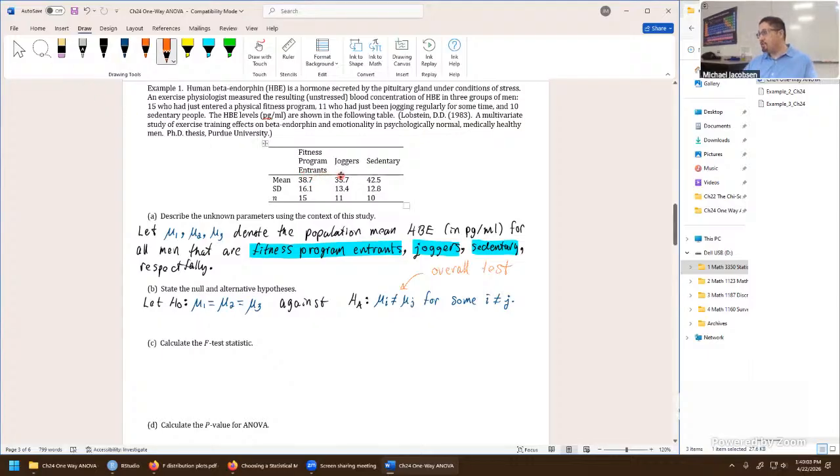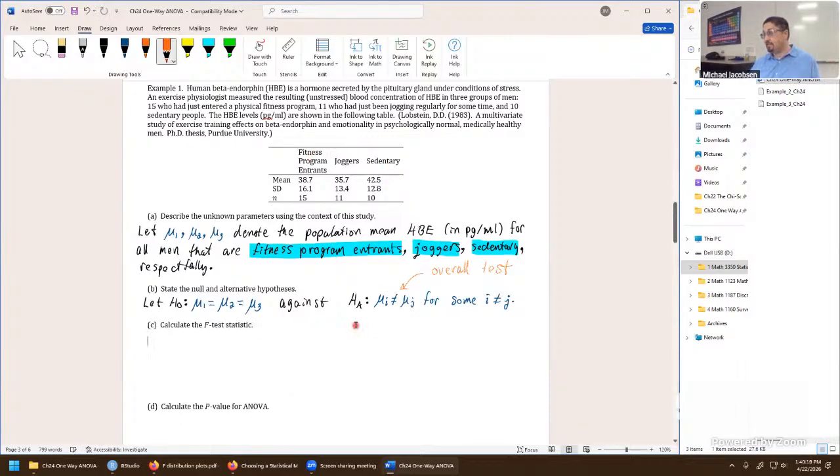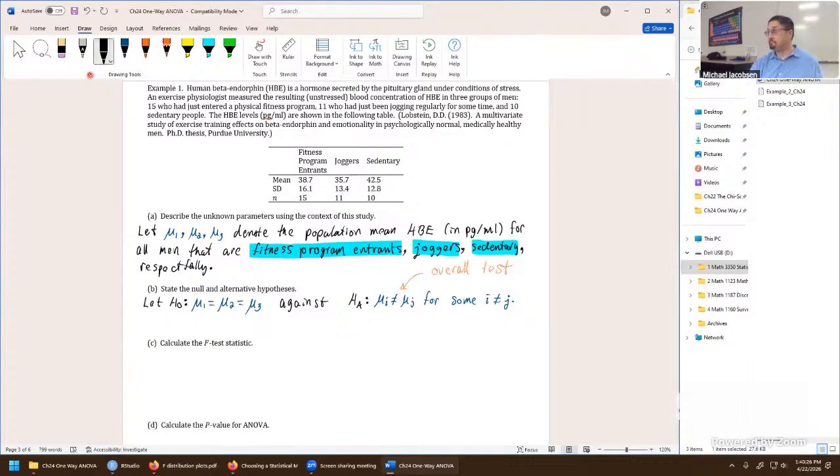When we look at our means, the first two groups probably are not significantly different. The sedentary had a higher level of HBE. They might have been slightly more stressed. So we're going to see if that was significantly different from the other means. Any questions at the moment, folks, with our null and alternative? One thing I forgot to put down is the alpha level. Let's say alpha equals 0.01.